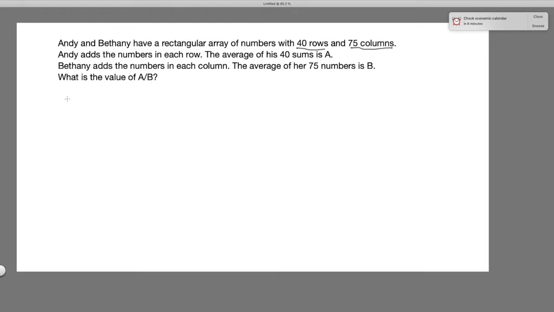So let's first try to understand this question. We start with a rectangular array of numbers with 40 rows. I'm not going to draw them exactly, but there are 40 rows. And there are 75 columns.